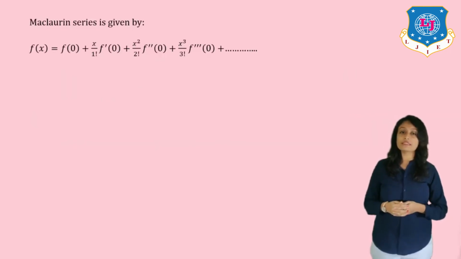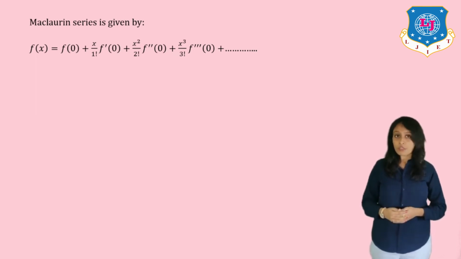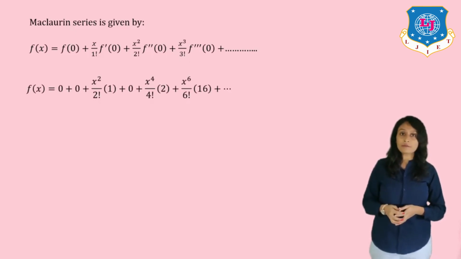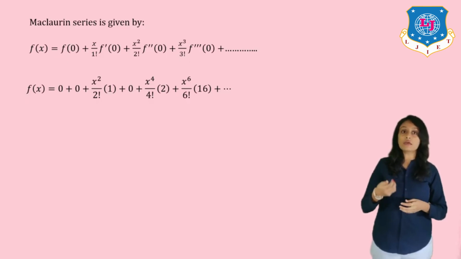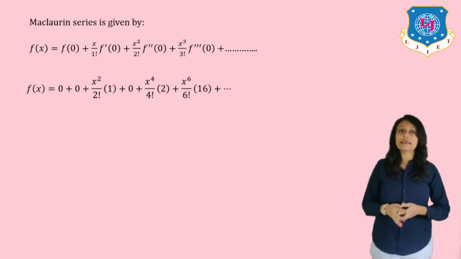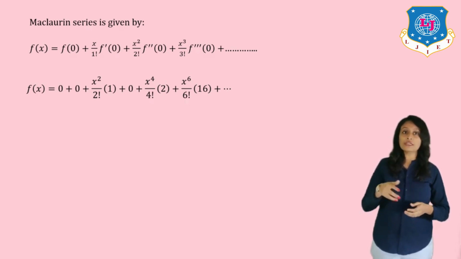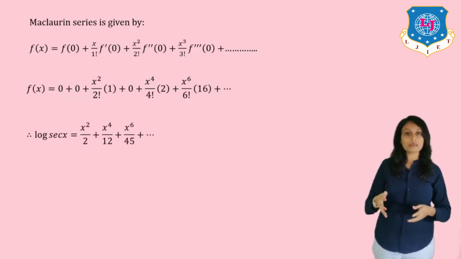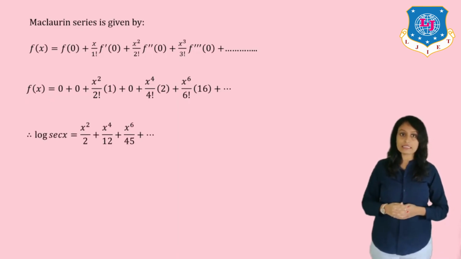The Maclaurin series formula is given by f(x) is equal to f(0) plus x upon 1 factorial f'(0) plus x square upon 2 factorial f''(0) and so on. So we have to substitute the values of f(0), f'(0), f''(0) and so on. On substituting, you will get 0 plus 0, the first two terms were 0. Then x square upon 2 factorial into 1, plus the next term was 0, plus x raised to 4 upon 4 factorial into the next term, that was 2. Then x raised to 6 upon 6 factorial into 16 and so on. Just simplify it, so you will get the Maclaurin series of log sec x, that is x square upon 2 plus x raised to 4 upon 12 plus x raised to 6 upon 45 and so on.